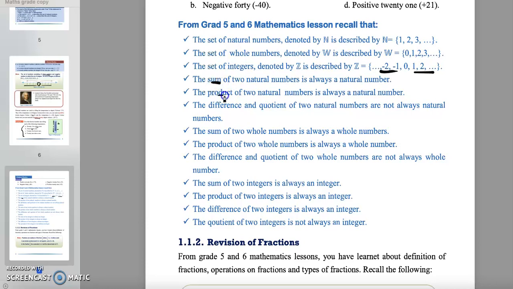We're gonna see the sum, product, difference, and quotient of natural numbers. And these properties: the sum and the product of two natural numbers is always a natural number. So we have to know this. For example, let's take two natural numbers, 2 and 4. If we take these two numbers, 2 times 4 or 2 plus 4 is always positive, which is positive means natural number.